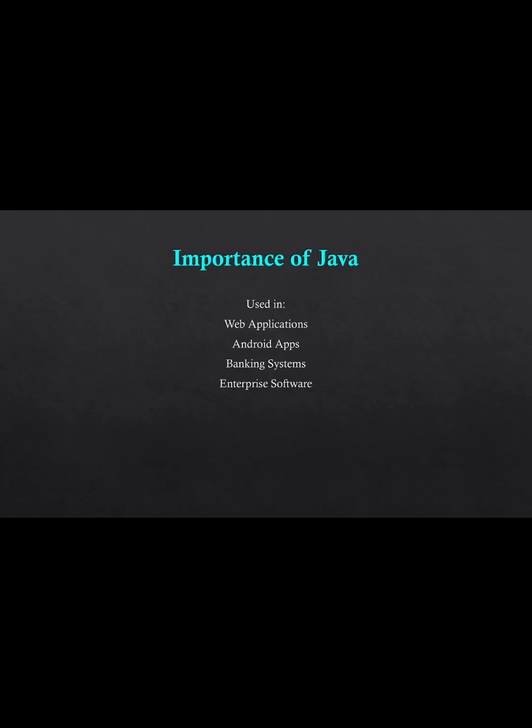Going to the next part, importance of Java. As I have already mentioned, it is used in web applications, Android apps, banking systems, and enterprise software. At this moment, I want you to explore how Java is used in web applications. Is it used in the front end or the back end? And again, in Android apps, how is it used? So it is your part to explore whatever is being shown here.